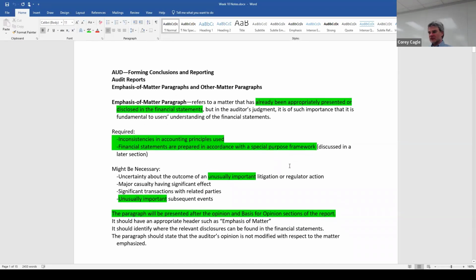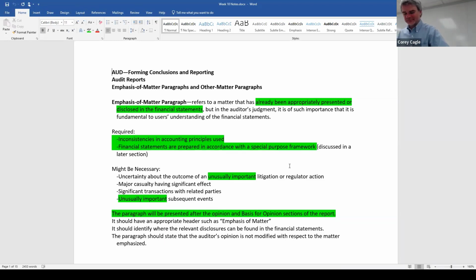So the next several sections get into all the different things that can happen on the report. We read through the unmodified report. What else could happen? The first two things they talk about are an unmodified report that has an additional paragraph in it, an emphasis of matter paragraph or an other matter paragraph. There's a difference that you definitely need to highlight.